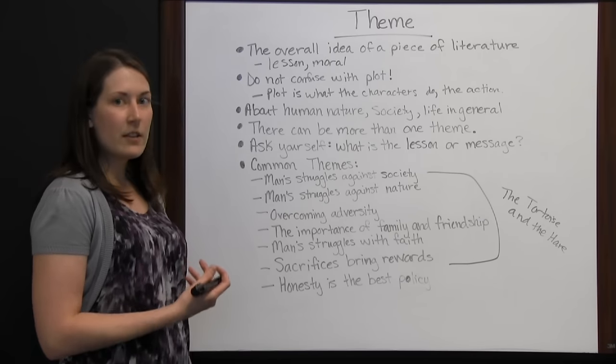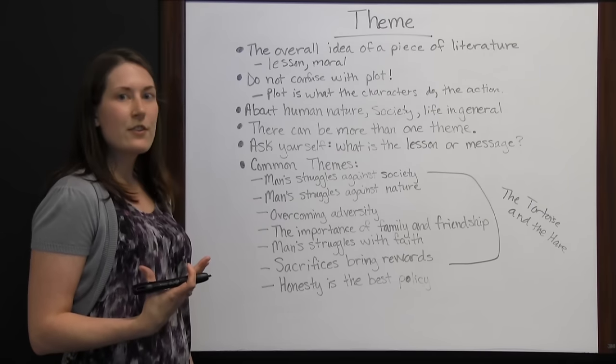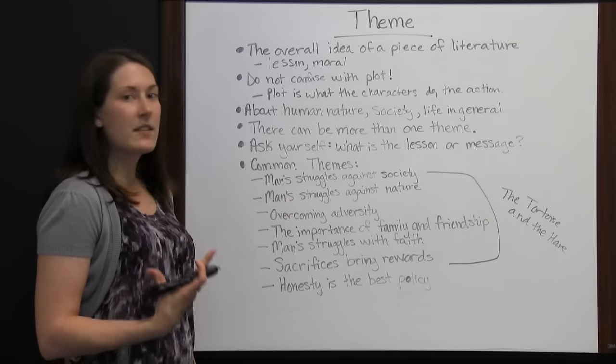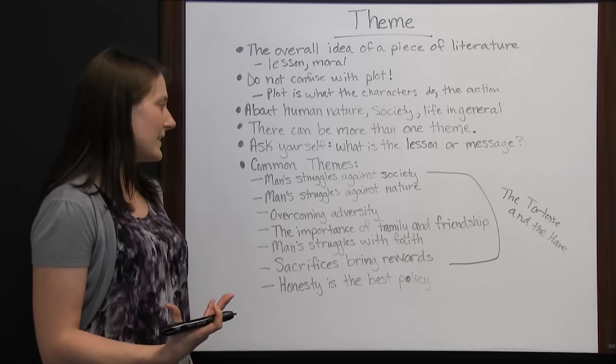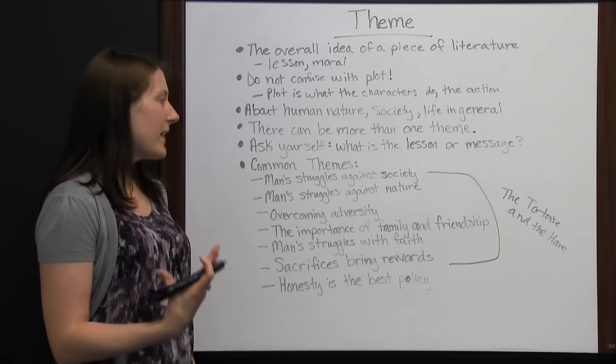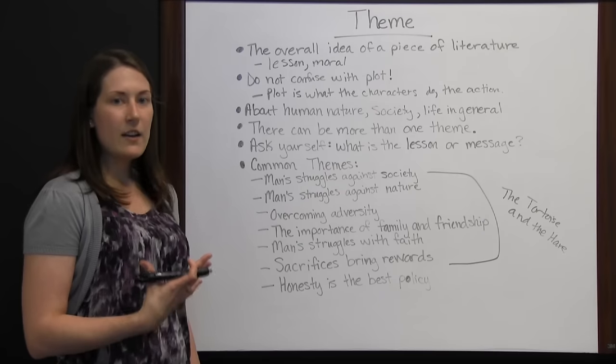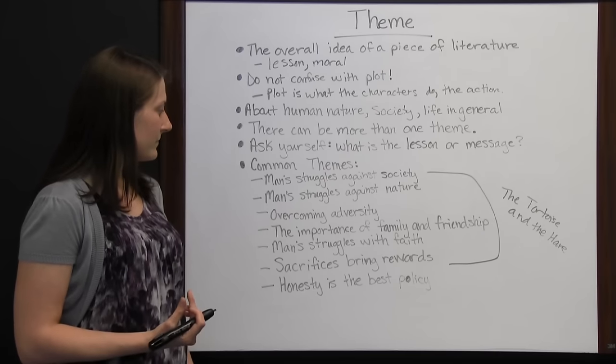Another one would be man struggle against nature. The tortoise is struggling against the nature of himself, how he's made. He's obviously not going to be as fast as the hare. He's going to have to go up hills. He's going to be fighting against the very nature of himself, where the hare is made to go much faster.